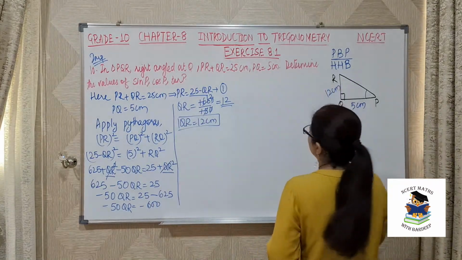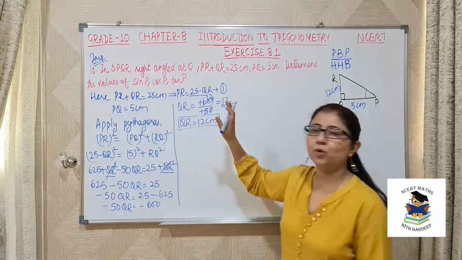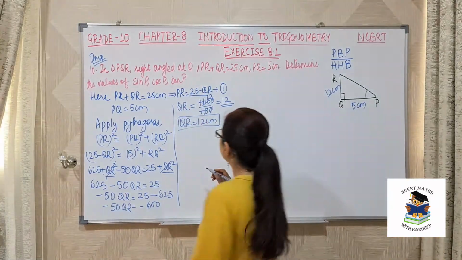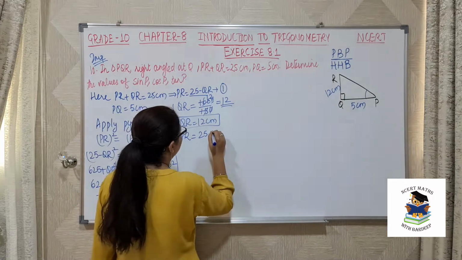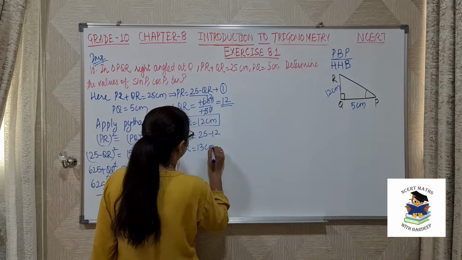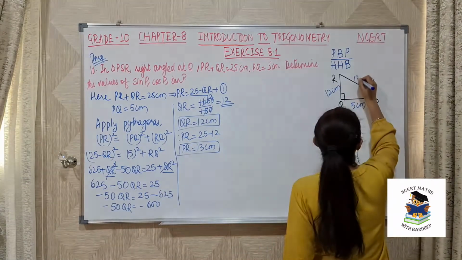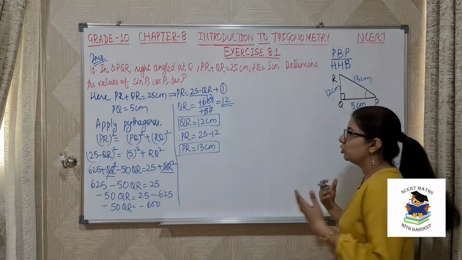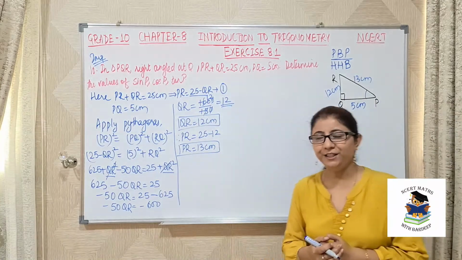Write it here. Next thing is we should find PR. And what is PR? This is 25 minus QR. So therefore PR equals 25 minus 12. So PR is equal to 13 centimeter. Okay. So this is 13 centimeter. So now we have the length of each side of the triangle. So we can find any ratio.